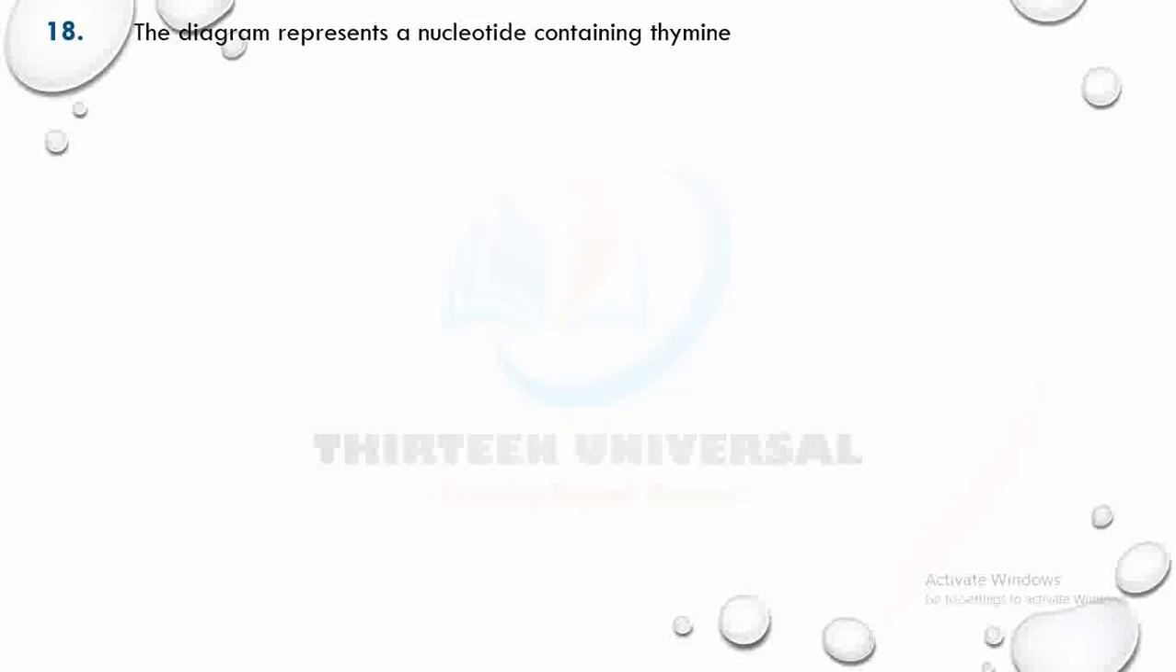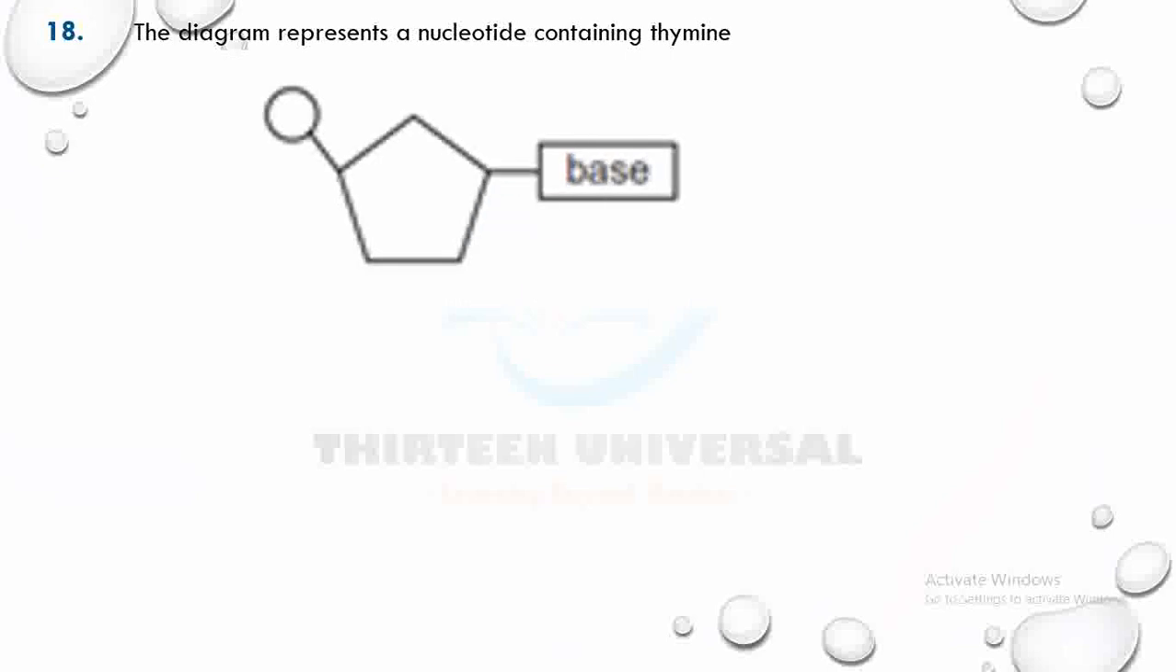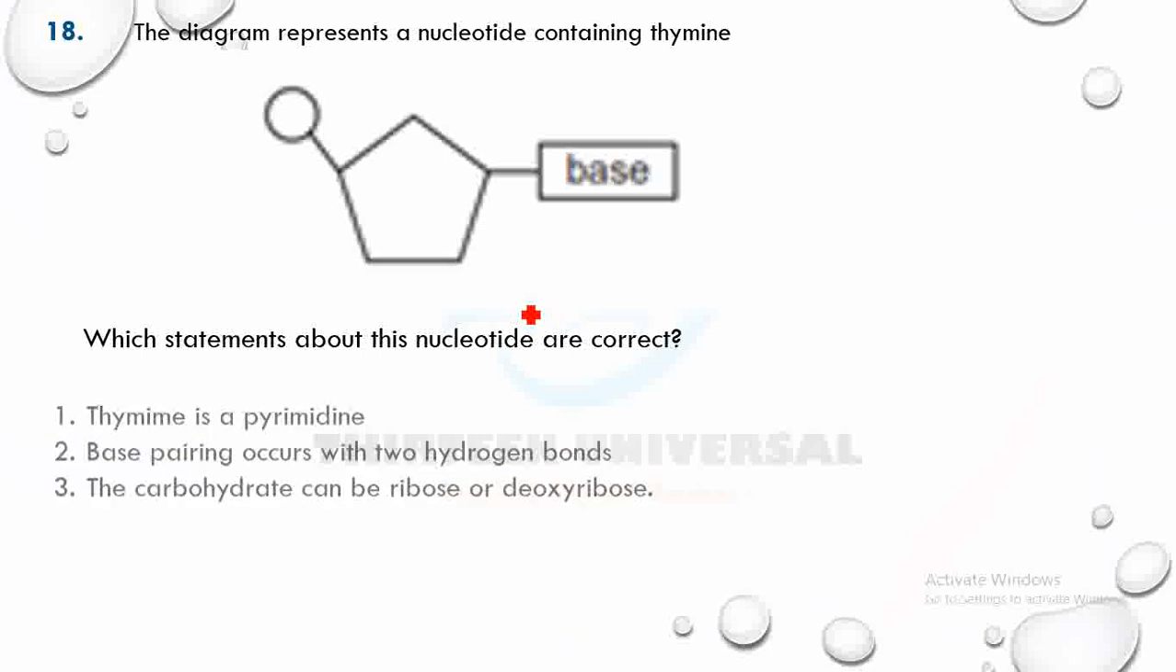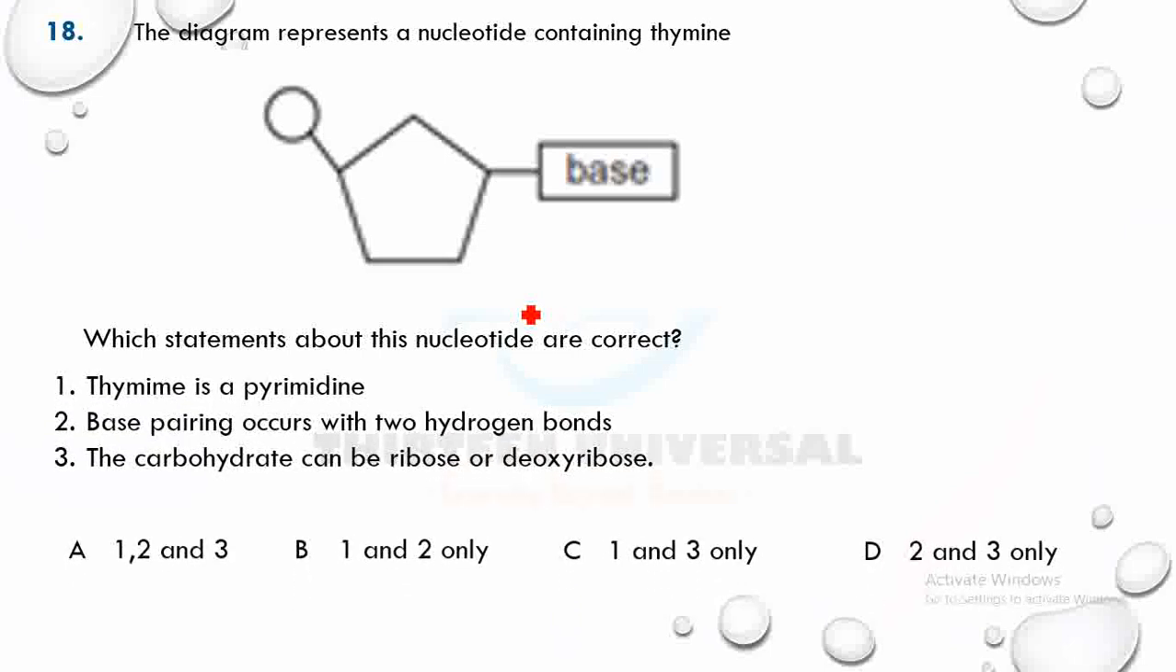All right. The diagram represents a nucleotide containing thymine. Good. Thymine. So I'd like you to see, this is thymine. Which statements about this nucleotide are correct? Okay. So pause the video and try it.